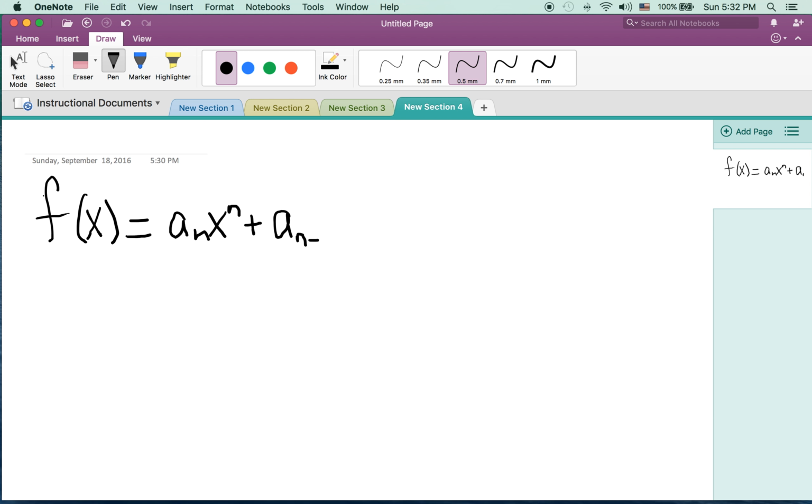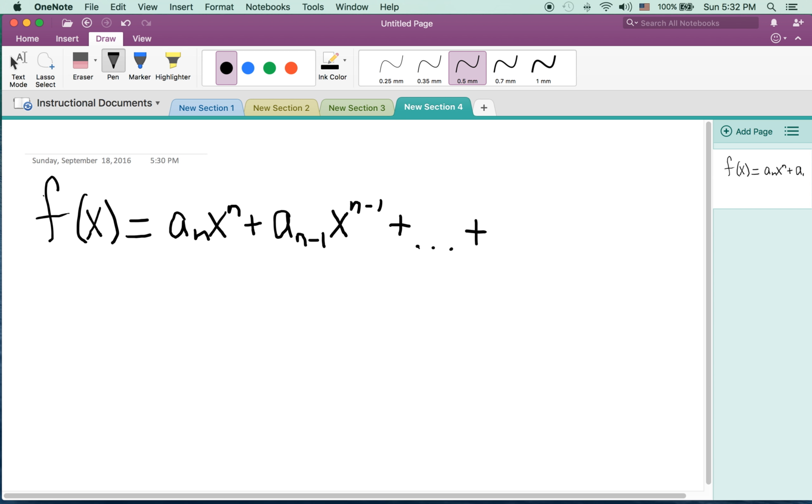A is a coefficient. It is not a variable, and it multiplies the x to the nth power. Okay, so we use the dots to say, well, this polynomial could be any number of terms. It could be 1 billion terms. Now that's not so outlandish as you may think, and I'll talk about that for a second in a minute.